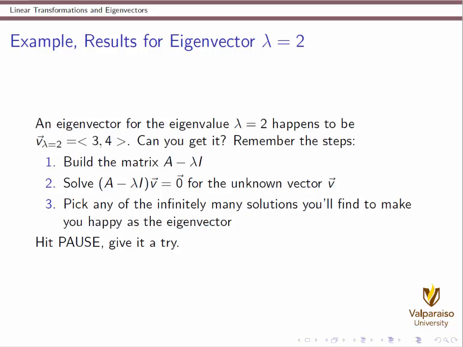Now we move over to our next eigenvalue. We're going to do exactly the same thing. We're going to build A minus lambda I. We're going to solve for the unknown vector v in the equation that's built out of the eigenvalues and eigenvectors. We'll find an infinite number of solutions, and you pick one. Now, I'm not going to show the details because I just showed you the details for lambda equals 1. I challenge you to pause the video at this point, because you're probably tired of me now anyway. Give it a shot yourself, and make sure you can come back with the vector 3, 4.